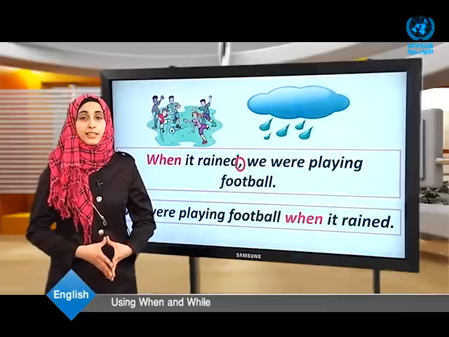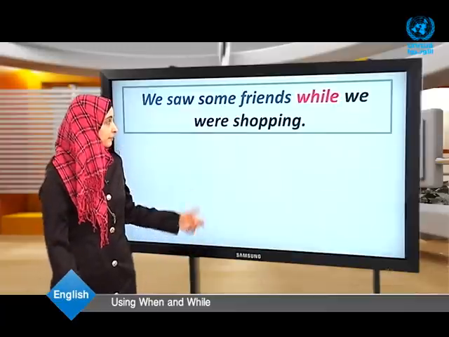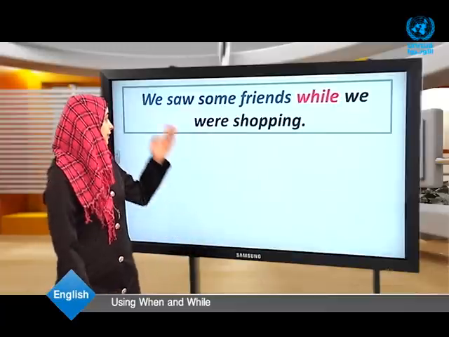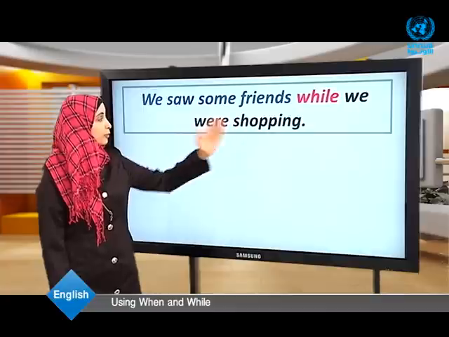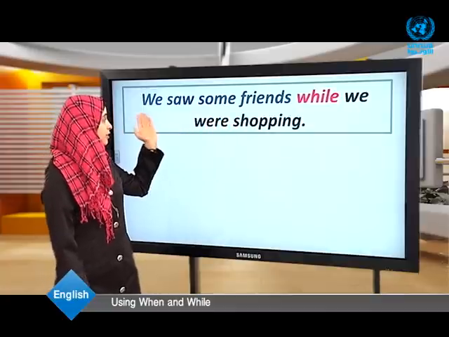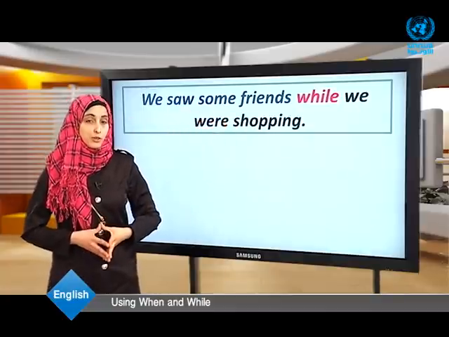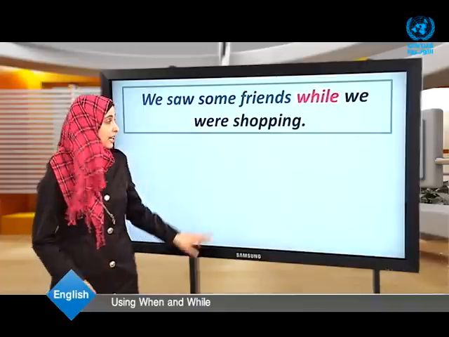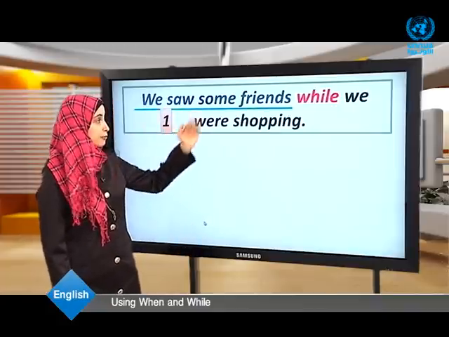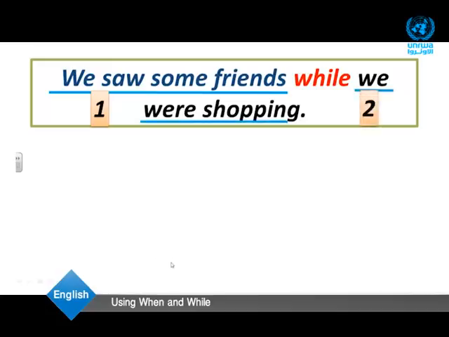Now, dear students, let's move to talk about while. Look at this example here. We saw some friends while we were shopping. Again, we saw some friends while we were shopping. Now, how many actions do we have here? Good, we have two actions. We saw some friends and we were shopping.